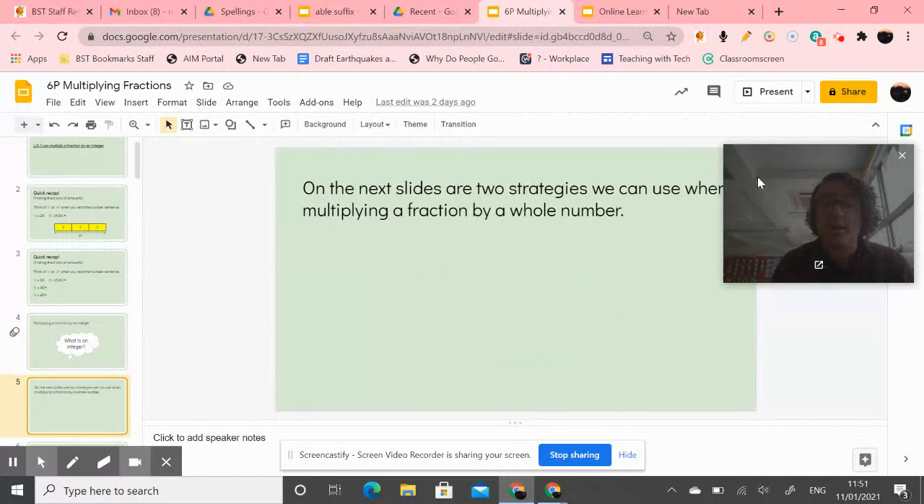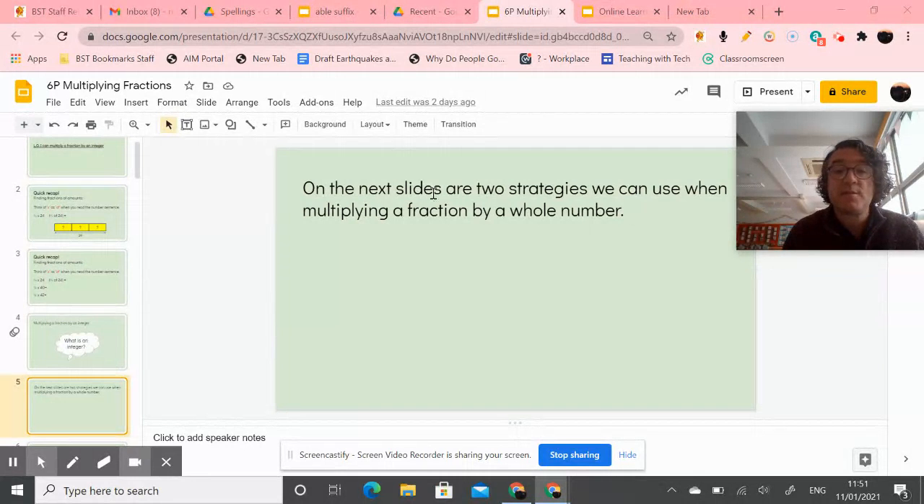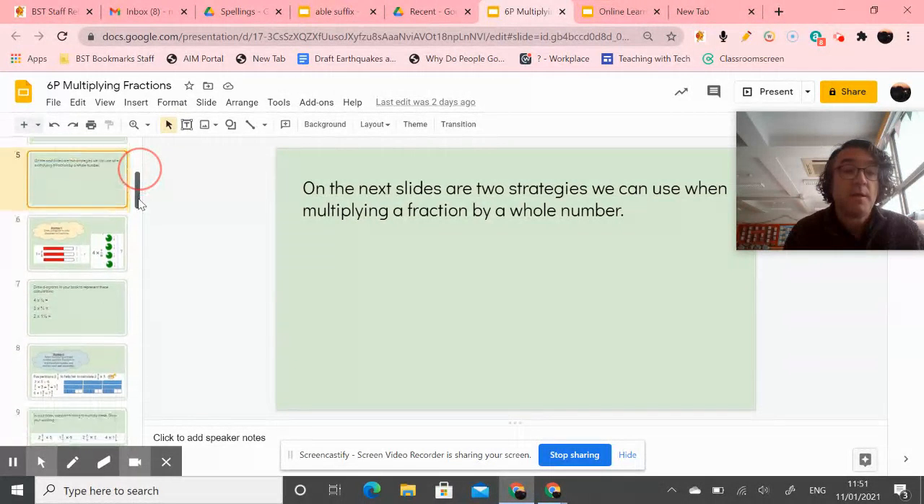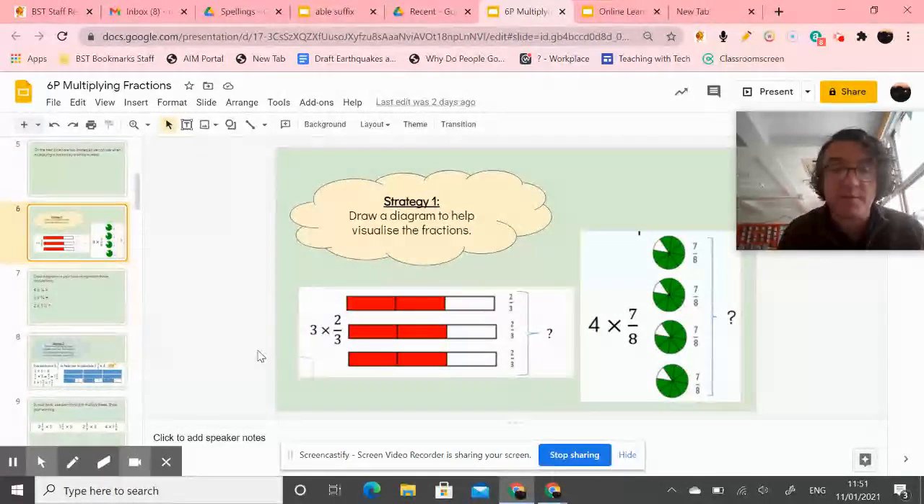So we're going to move on. Right, on the next slides, I'm just going to move this out of the way a little bit. There you go. On the next slides are two strategies we can use when multiplying a fraction by a whole number. So here they are. Strategy one: draw a diagram to help visualize the fractions. Well, here we go. 3 times 2/3.